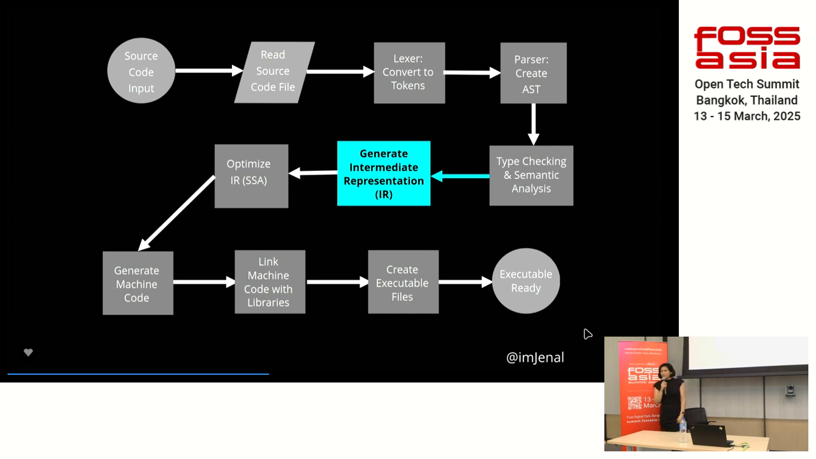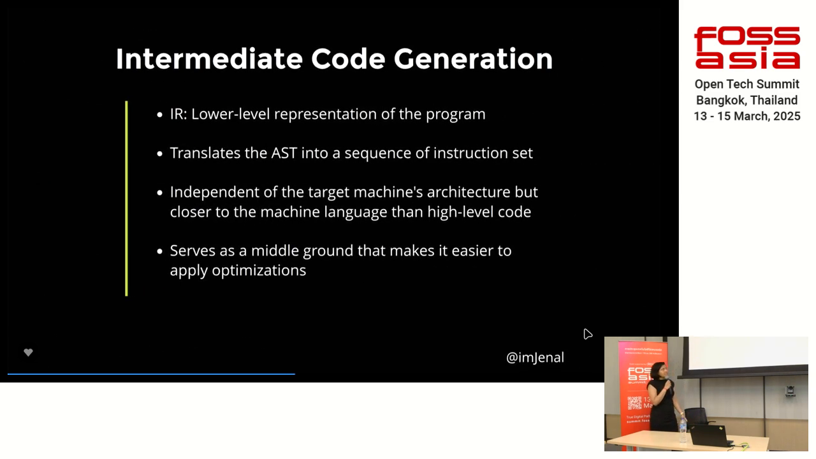And the next step after the semantic analysis phase is the generation of the intermediate representation. At this stage, you have already checked the semantic analysis and syntax analysis, so it translates the AST into a series of instruction sets, which are then passed to the next phases. It is independent of the target machine's architecture, but it acts as a middle ground where a lot of optimizations can happen.